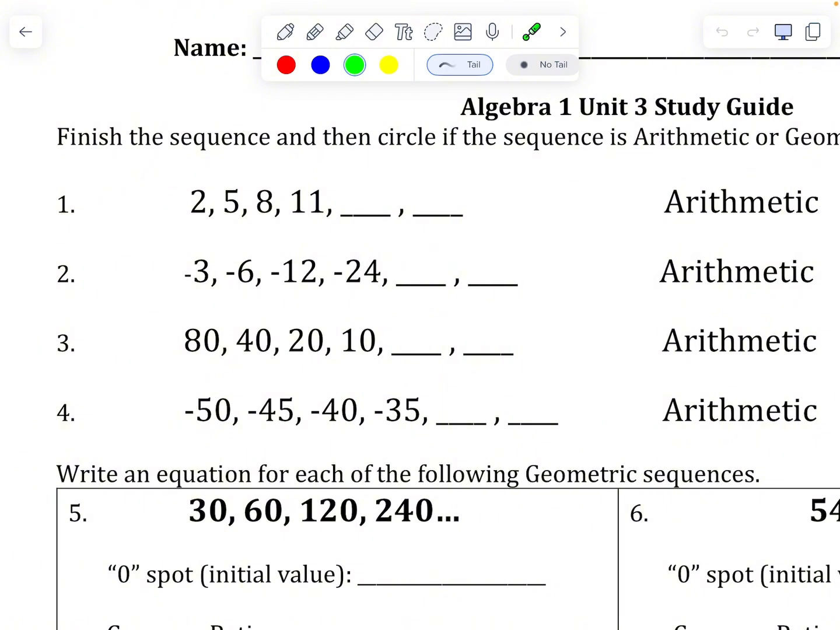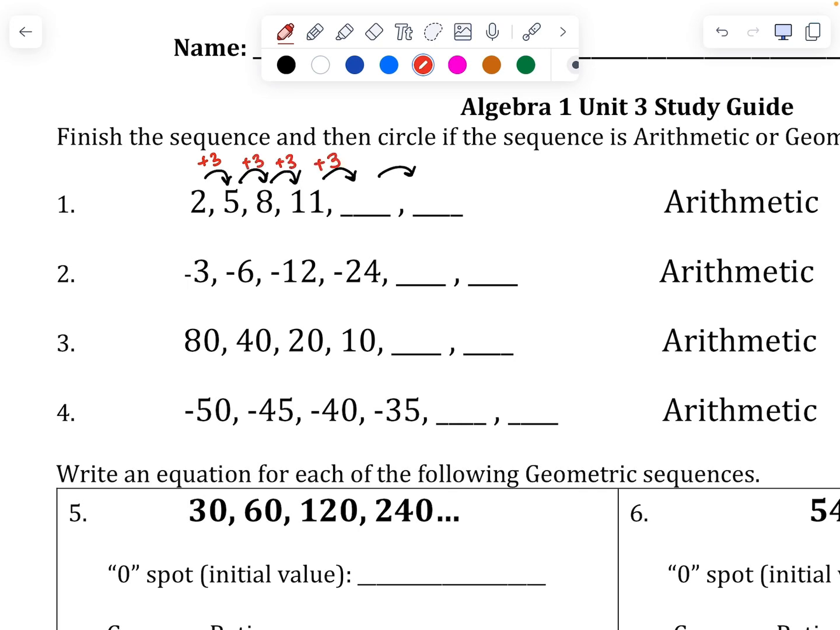So I noticed 2, 5, 8, and 11. The first thing I want to do is draw an arrow. 5 to get to 8, 8 to get to 11, and that pattern continues. Raise your hand if you know what's happening. What is the pattern? Yes, Simon. Add 3 each time. Very good job.